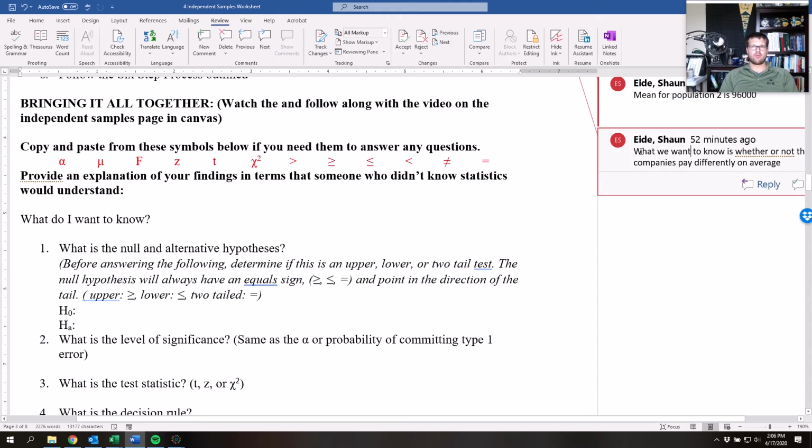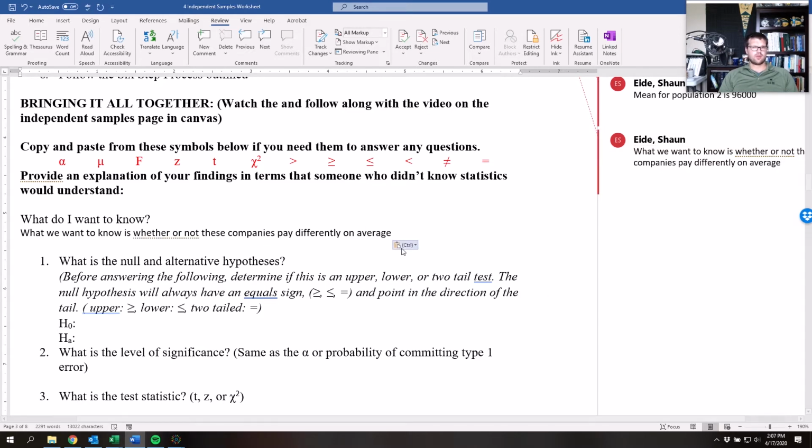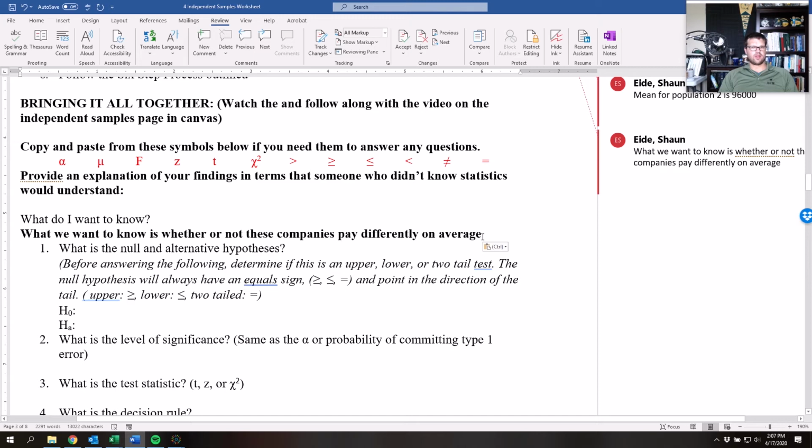Okay, first of all, what is it that I want to know? I already wrote this out. What do we want to know? We want to know whether or not the companies pay different on average. Okay, so we're going to put that right there.